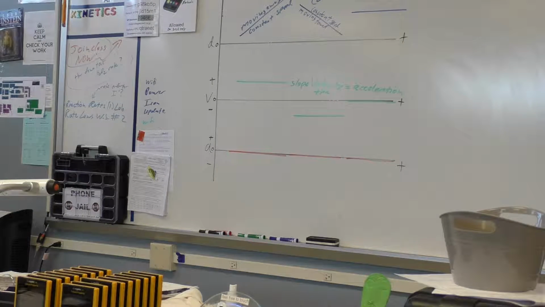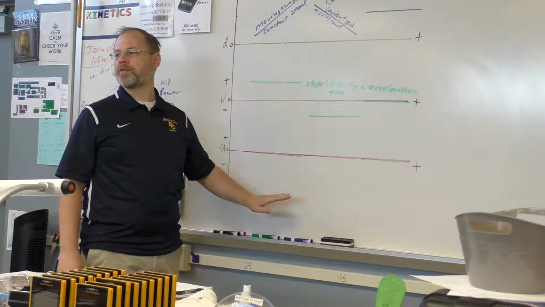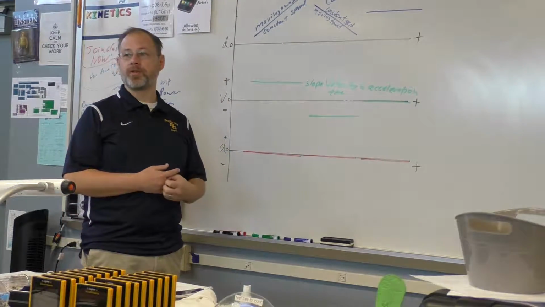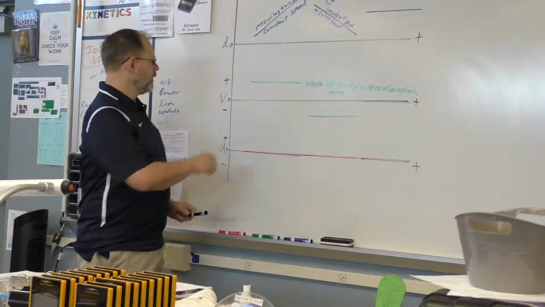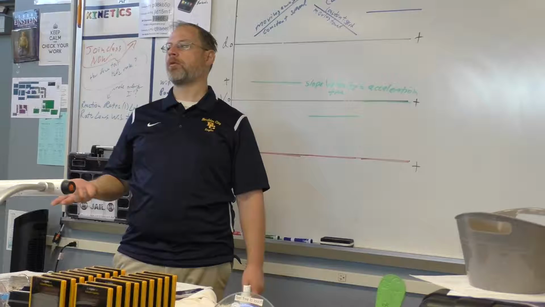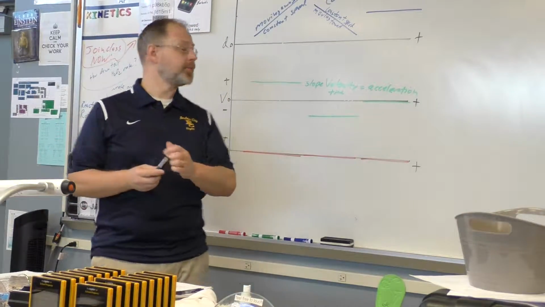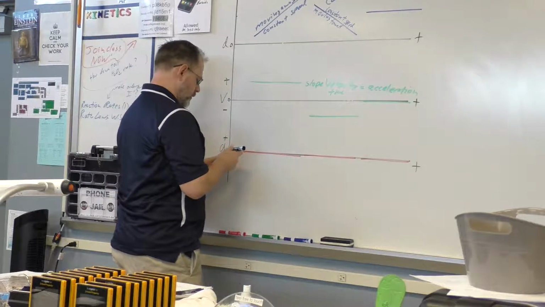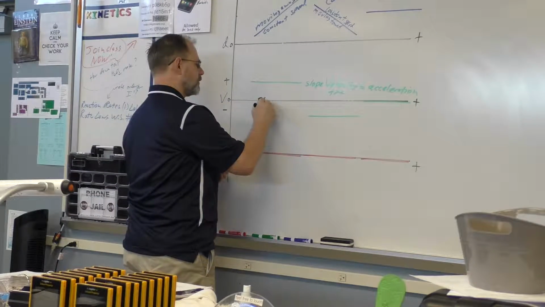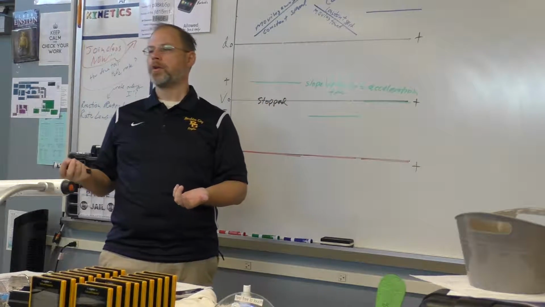Looking at the velocity curve, you can learn a lot from the velocity curve. If you know what's going on in velocity, you know what's going on in acceleration, and you know what's going on in displacement. When velocity is zero, how would you describe that motion? Standing still, stopped, not moving. Yeah. So when we're here, this is stopped. If you're right at the origin on the velocity curve, you are stopped.